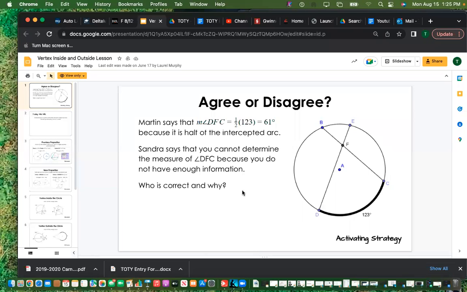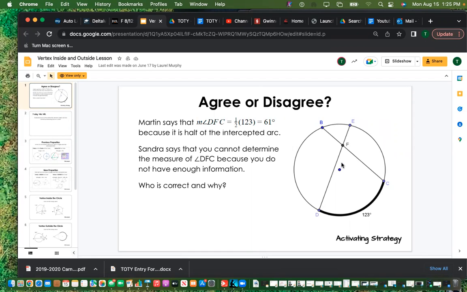Okay, Martin says that the angle DFC is equal to 1/2 of 123, which is equal to 61, because it's half of the intercepted arc. Sandra says that you cannot determine the measure of DFC because you do not have enough information. Who's correct and why? I want one hand.